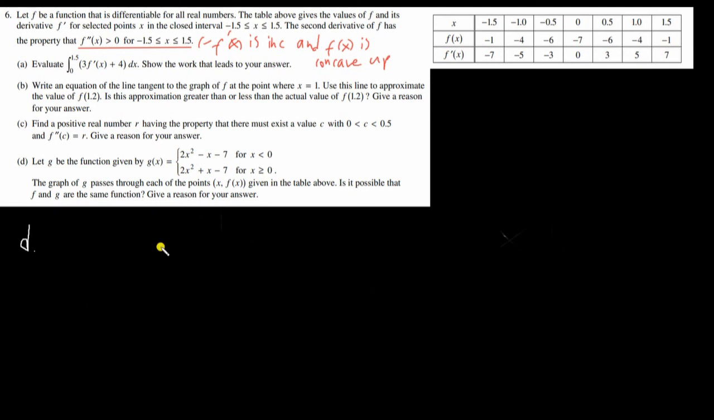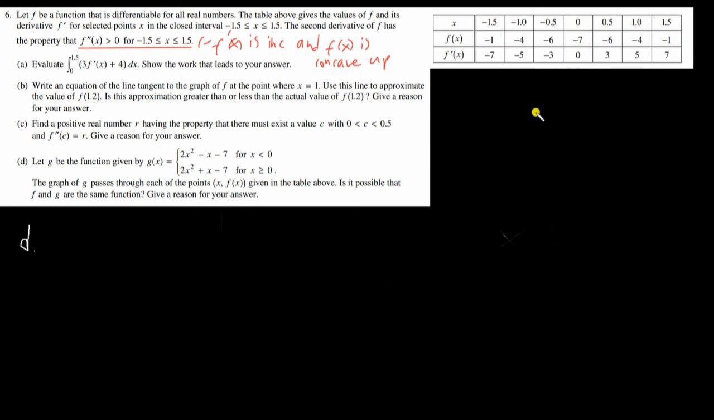Part D. So let g be the function given by that stuff. The graph of g passes through each of the points x comma f of x given in this table above. So this applies to f and for g. So is it possible then that f and g are the same function? Honestly, when I looked at this question for the first time, I had absolutely no idea what to do here, because it's so unlike anything I've seen before. But there's multiple ways you could approach this problem.